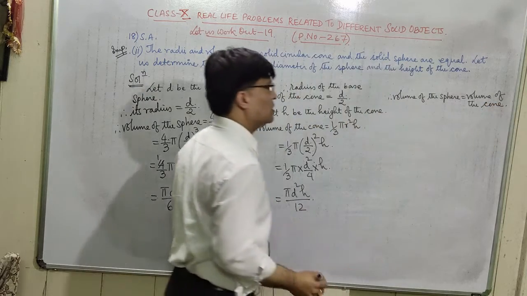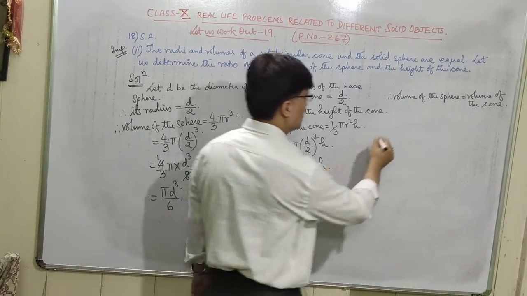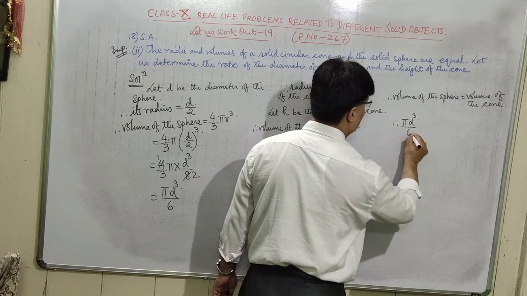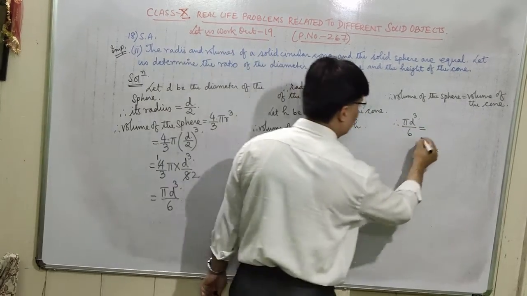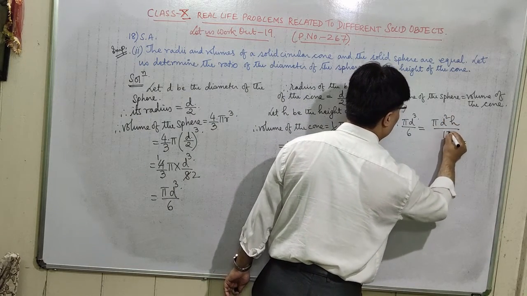Volume of the sphere is equal to volume of the cone. Okay, so what is the volume of the sphere here? It is pi d cube divided by 6, is equal to, what is the volume of the cone? It is pi d square h by 12.